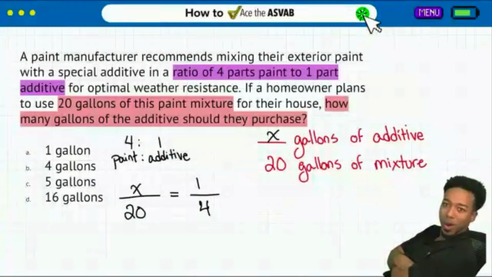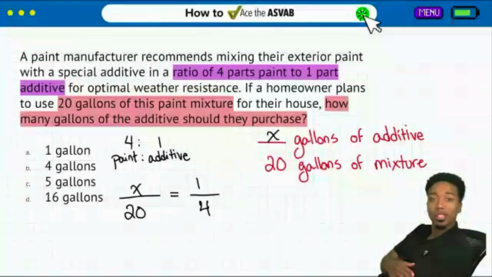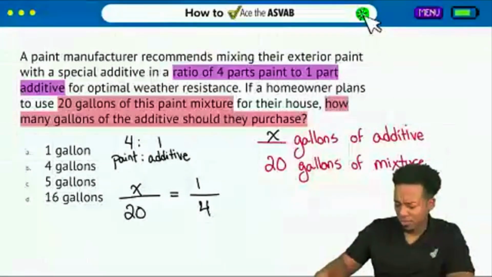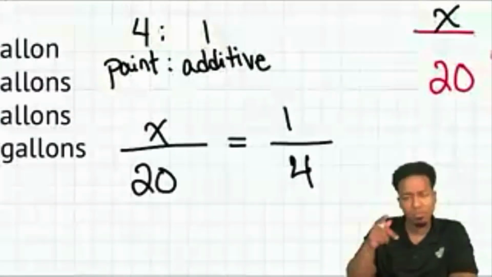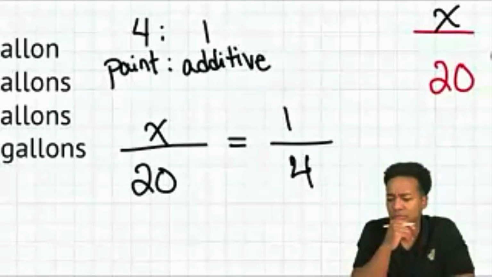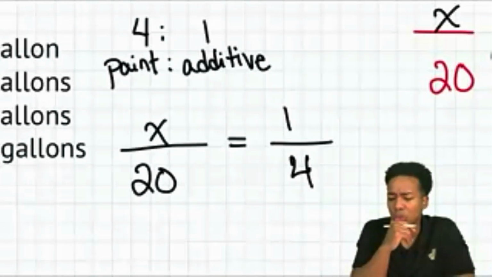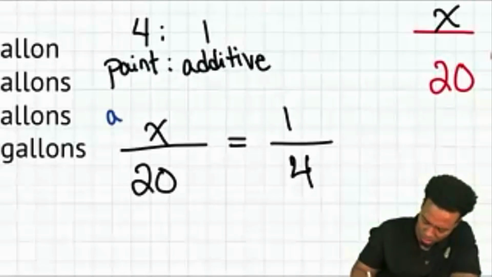But if you're wondering why you're wrong, main idea: compare the same things in the same way. Are we doing that? Let's see. Everybody, what does X represent? X represents what again? X represents the additive. Okay, sounds good.